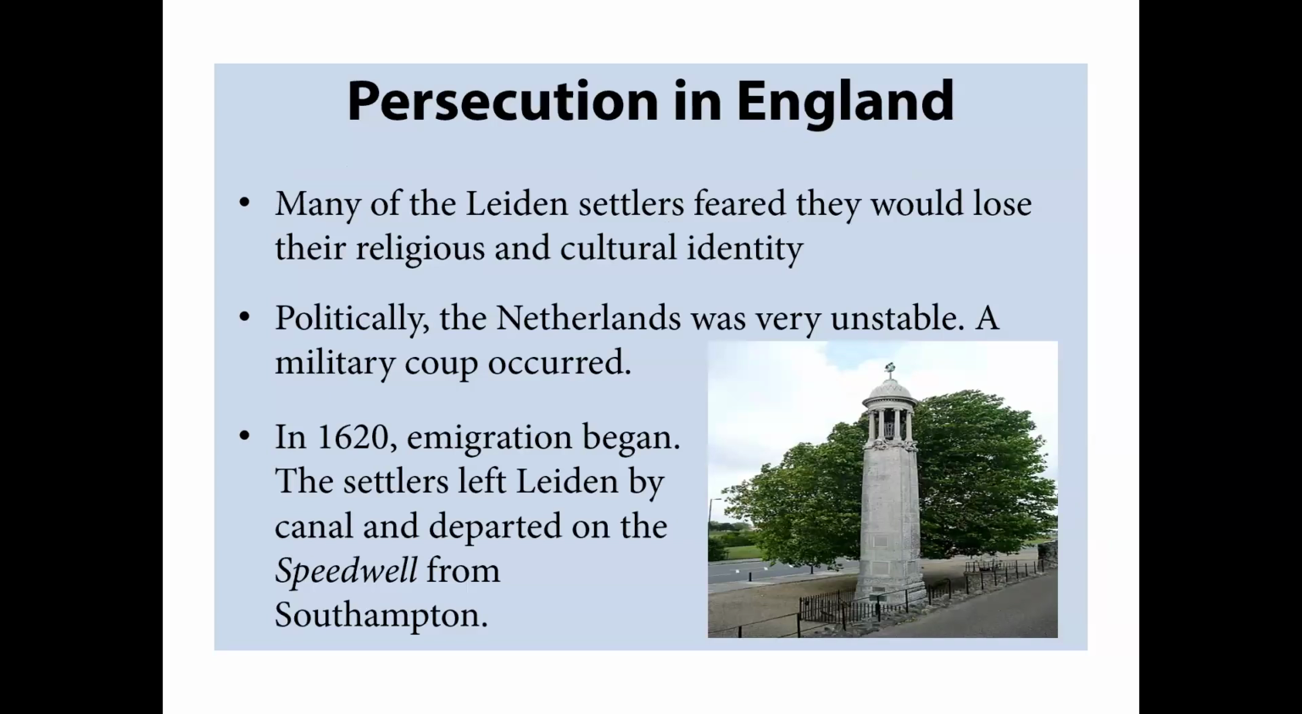But a lot of the settlers, when they were there, felt that they were losing their identity as Englishmen. They found that even their children were not adopting their English ways. They were starting to learn more Dutch language and trying to be incorporated in the culture of the Netherlands, and just felt like that was really at odds with who they were. And there also was a military coup occurring at this time, so there was very much a fear for their personal safety to even stay.